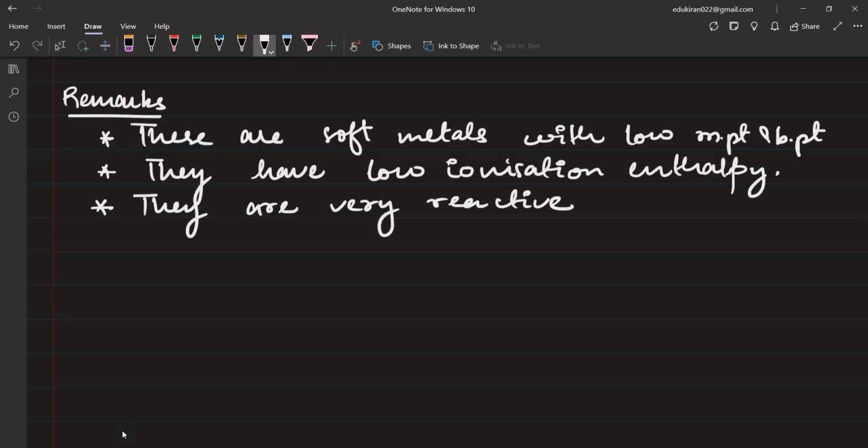So reactiveness is only determined by how easily you can remove one electron if it is a metal, and if it is a non-metal, how easily you can add an electron. Transfer of electrons is simply put a reaction, and that's how the reaction happens. If a metal has low ionization enthalpy and tends to give up electrons more easily, that is a good metal, a very reactive metal. Next, they can easily donate electrons.